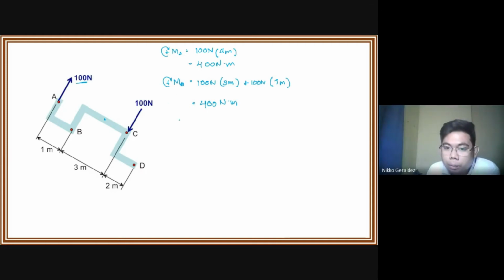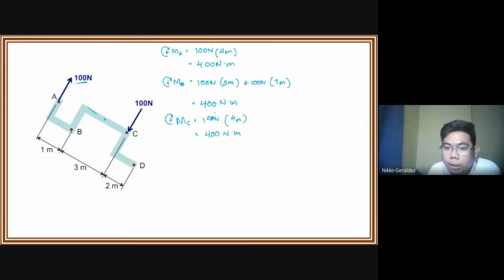Now at point C. Taking moments at point C, the 100 Newton at point C produces zero moment. Then the 100 Newton at point A is clockwise, so that is 100 Newton times the perpendicular distance of 4 meters. So that is also a 400 Newton meter couple moment.